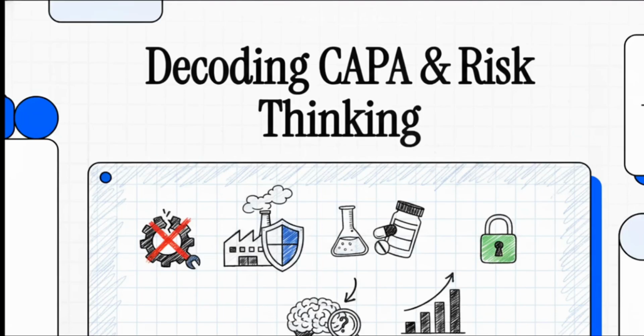Welcome to this explainer. Okay, so today we're tackling a really fascinating question. How is it that top-tier organizations don't just handle failures, but actually engineer them completely out of existence? It's pretty amazing. We're going to dive right into the mechanics of corrective and preventive actions and talk about this massive shift we're seeing toward risk-based thinking.